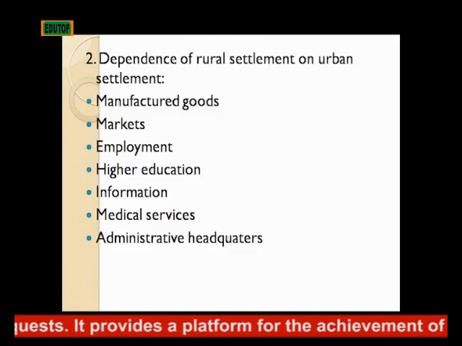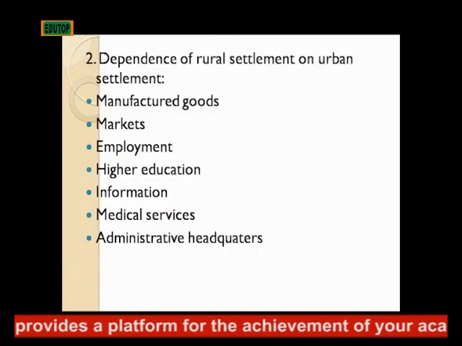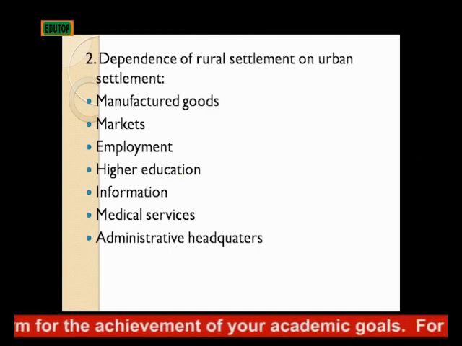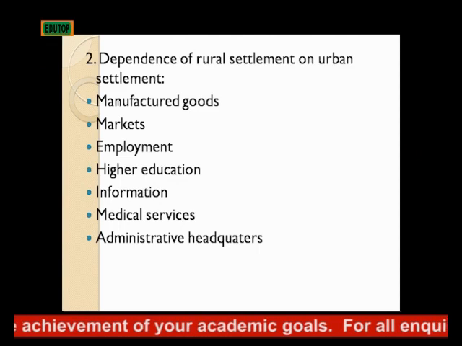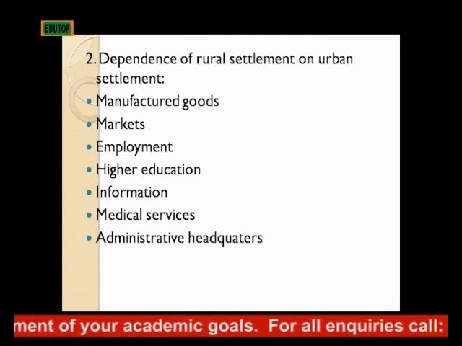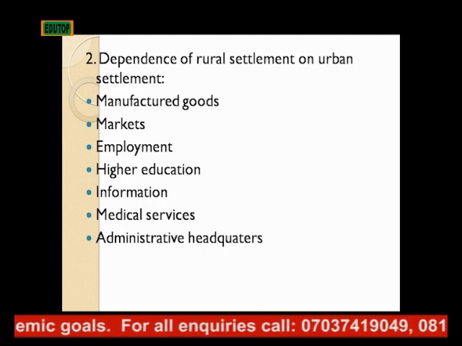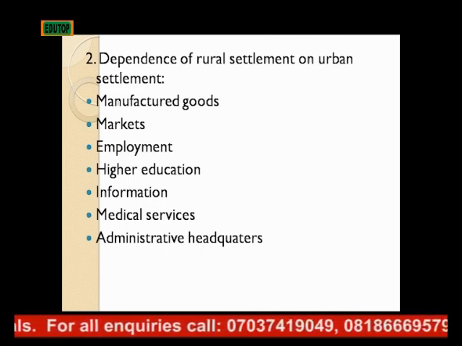Number 2, let's look at the dependence of the rural settlement on the urban settlement. The rural settlement depends on the urban settlement for manufactured goods, for markets, for employment, for higher education, for information, medical services, and for administrative headquarters.